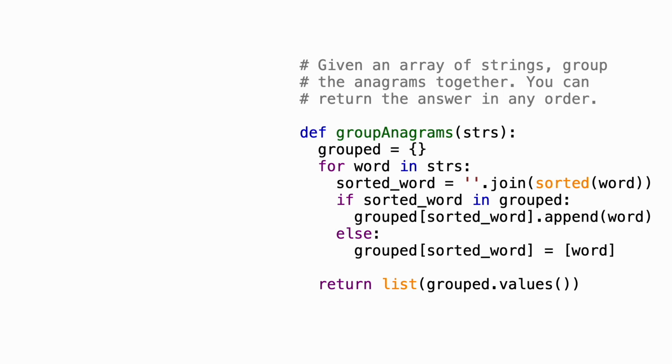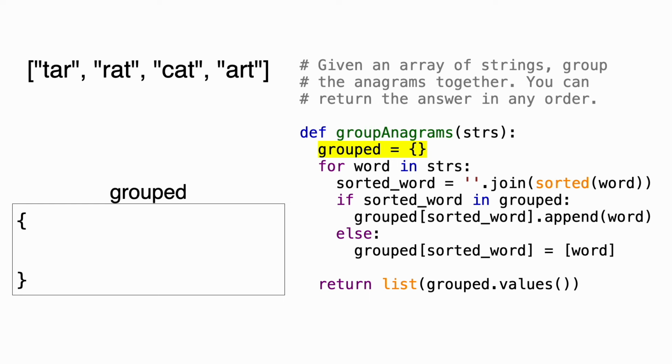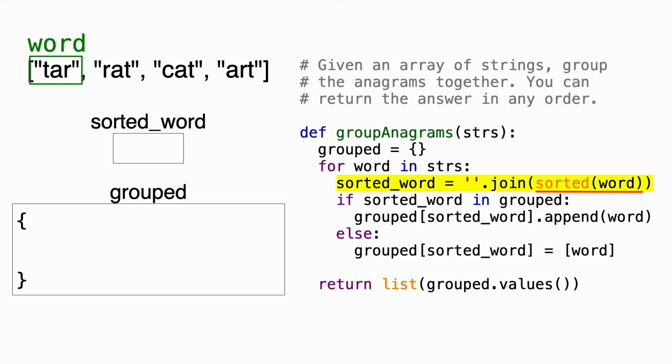Let's say the input list consists of the strings tar, rat, cat, and art. The first thing we'll do is create a dictionary called grouped, since it'll keep track of all the grouped anagrams. We'll then iterate over the strings list using a variable called word, so the first word will be tar. The first thing we'll do is sort word, and let's break down this line a bit more. So in Python, the sorted function can be used to sort the characters of a string, and it'll return a sorted list of all the characters.